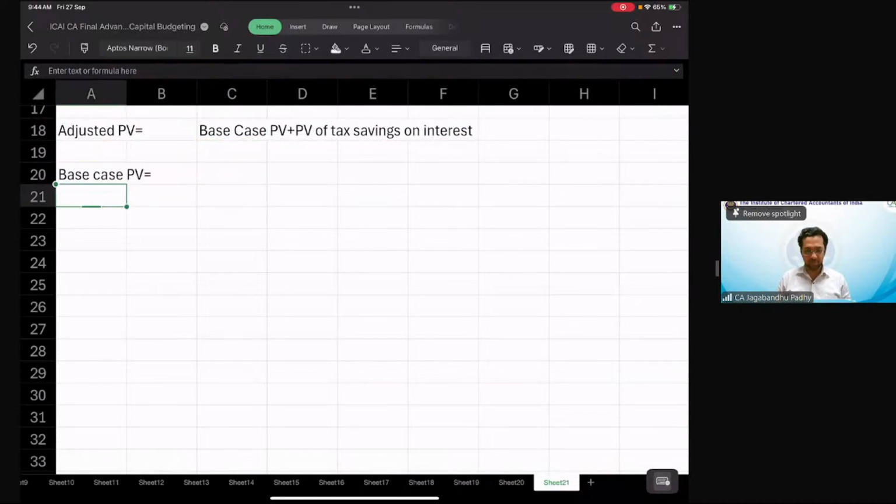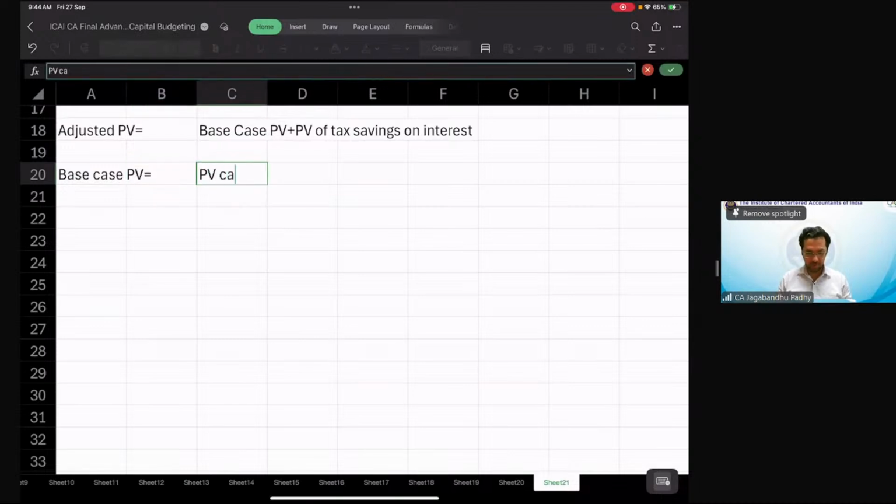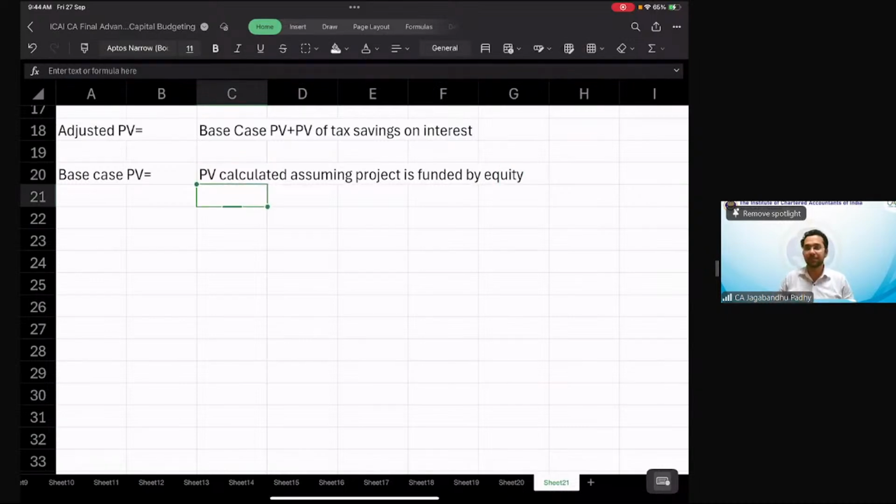Base case PV is present value calculated assuming the project is funded by equity. So present value, if you are going to assume that the project is funded by equity. Let me just take an example for you.